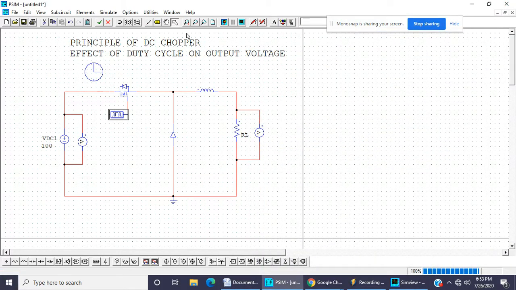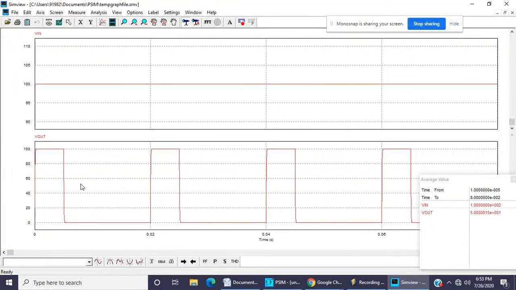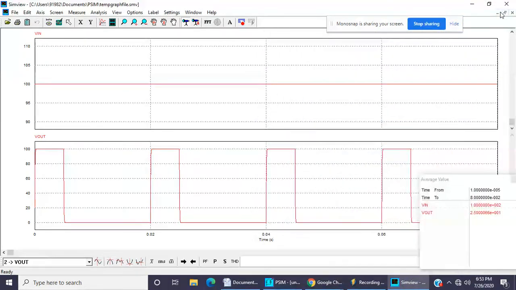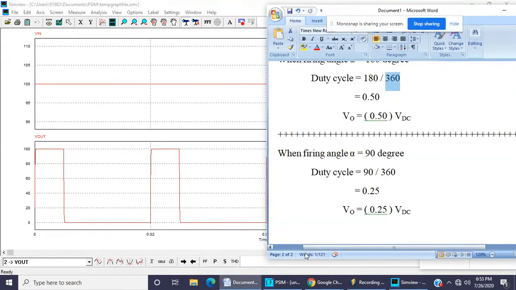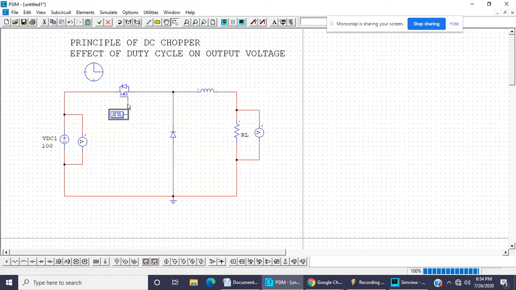Now let us see again the simulation. So this one is on, this one is off, on, off. Now measure average voltage. Look at this one. This is 25 volt. So by changing duty cycle, variable DC voltage we can obtain. So duty cycle can be changed by changing firing angle of semiconductor devices.